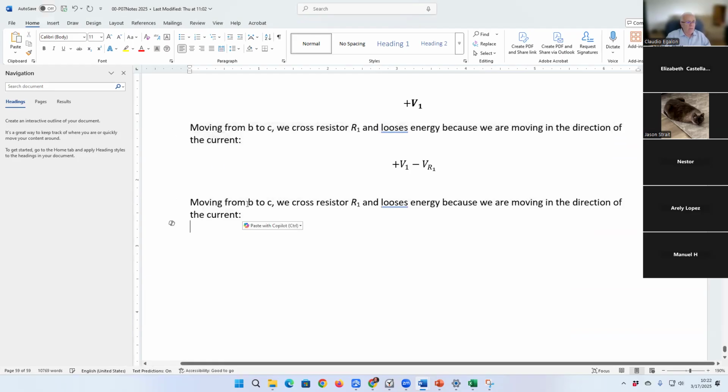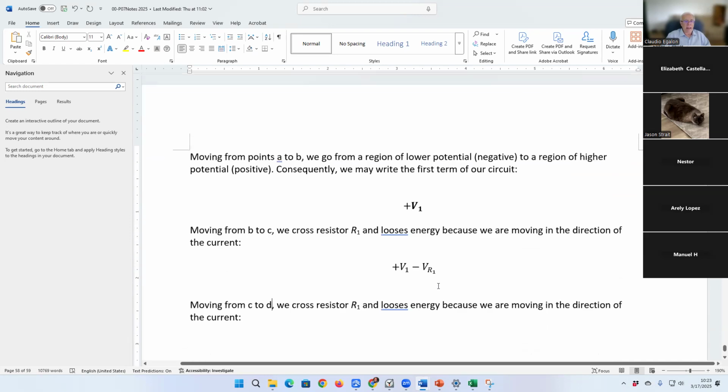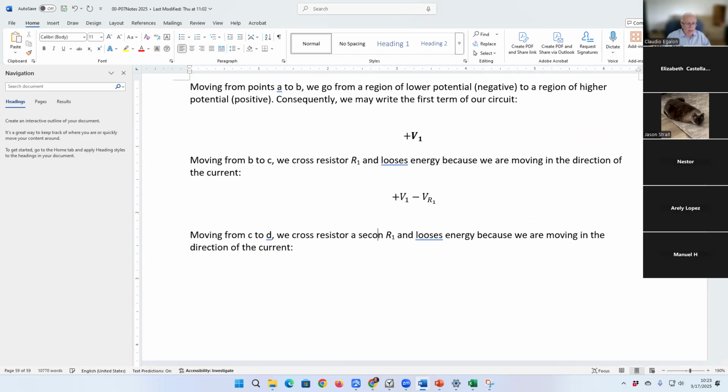Moving from C to D, what happens? If we move from C to D, we are going to cross another battery. But note that we are going from a region of higher electric potential to a region of lower electric potential. For this reason, we lose potential energy. C to D, we cross a second battery of voltage V2.